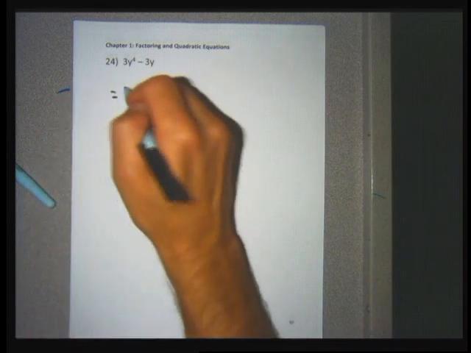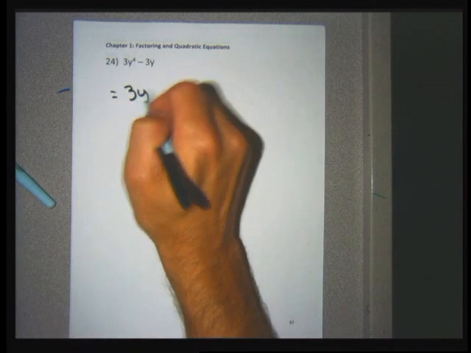Problem 24, there's 3's and y's in both pieces. There's a common factor. Anytime I'm going to factor, I look for a common factor first. Problem 24 has 2 terms, which makes it either a square or a cube problem, but it's neither a square nor a cube problem how it's written. Once I pull out the common factor, I'll be able to recognize if it's a square or a cube problem. So I'm going to pull out my common factor of 3y.